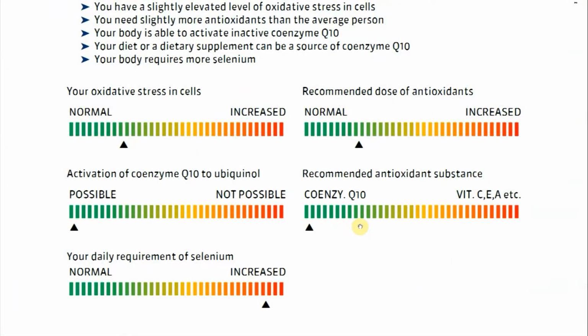So there are two ways of what you can do in this case. You can either take the activated form, ubiquinol, or you can counteract it with all of the other antioxidants, vitamin C, E, A, and all of these substances. So if you take more of them, you can partly balance out that you're lacking this function. So here you're going to find out if your body is able to activate coenzyme Q10 to ubiquinol. If it's possible, coenzyme Q10 is going to be active in you, it's going to help you.